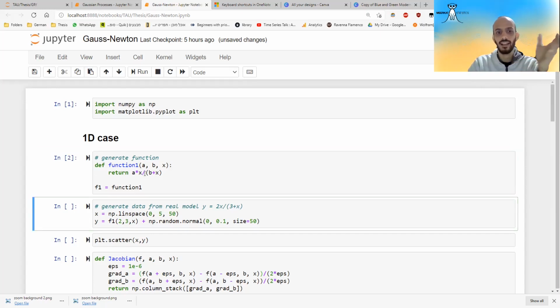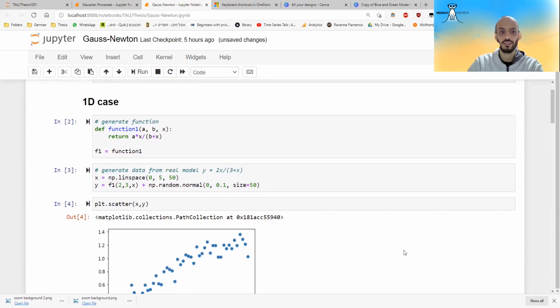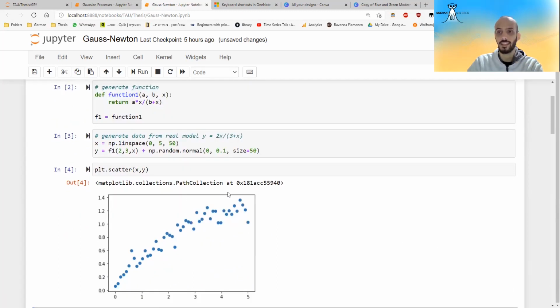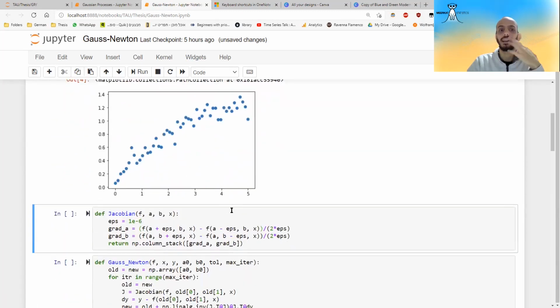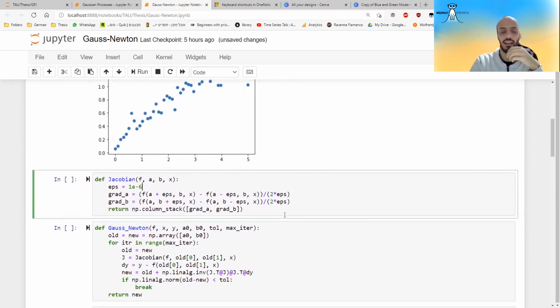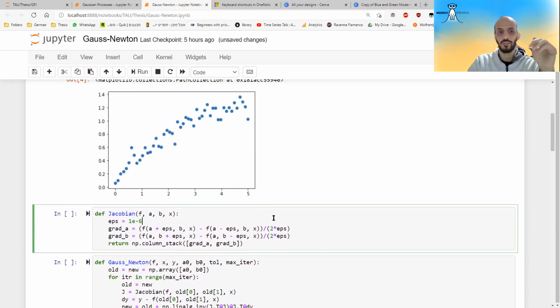Okay, and let's say we have some data, we are generating data. We take the x's to be from 0 to 5, and we fit the y's according to this function, plus some noise. And if we show how it looks, it looks something like this. Now we have to calculate the Jacobian, and the way I'm doing this is numerically. And here I do it for a function which I know only has two parameters, a and b.